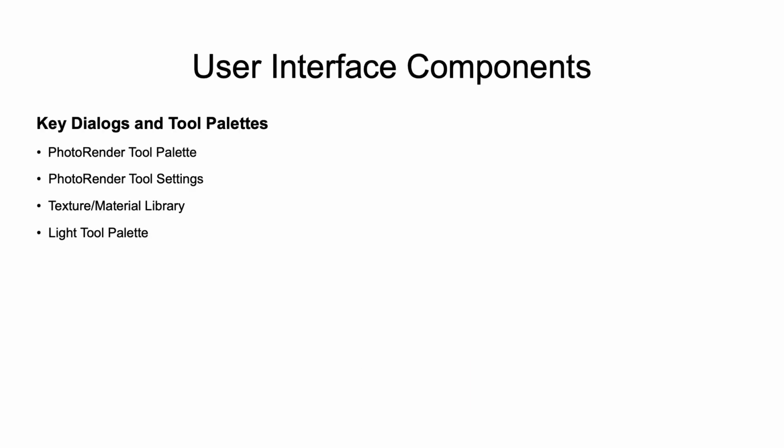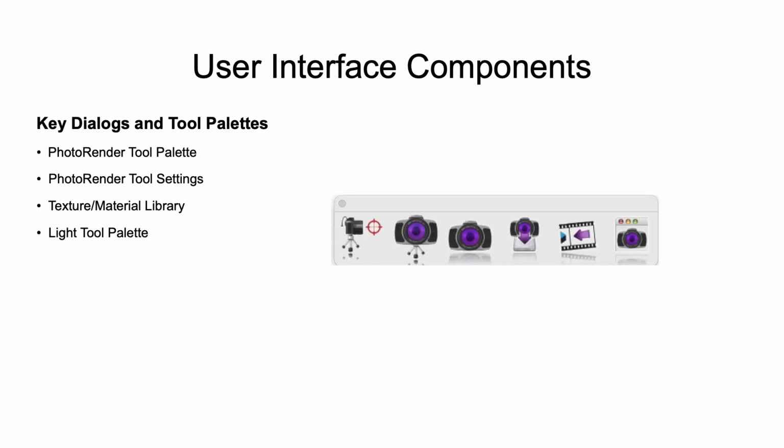Let's review the 4 key user interface components. The first item that you'll want to access is the Render Tool palette. This is accessed from the menu bar Tools, Photo Render. Use this tool palette to render or set up everything about your scene to render. This tool consists of the Create Camera, Render Current View, Render to File, Recall Last Render, and Render Settings.